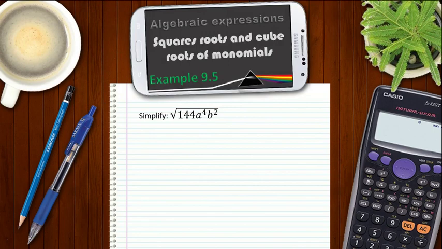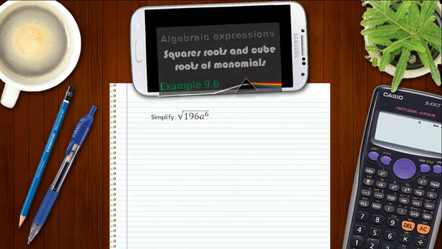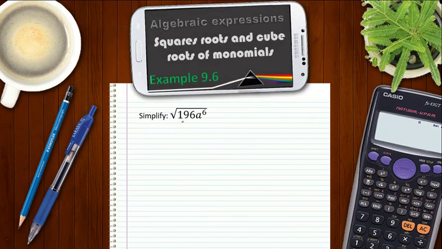Okay, so 144. See, this is a square root. So 144 is 12 times 12. So if I take that one out, it's just 12. Then a to the power of 4, remember we divide by 2 now, so that's just a squared. B comes out. And that's our answer. Okay, so now 196, that's not a perfect square.